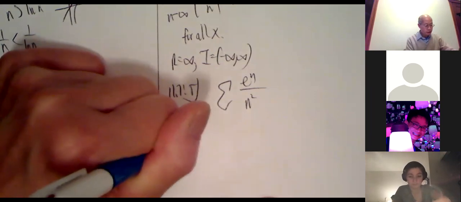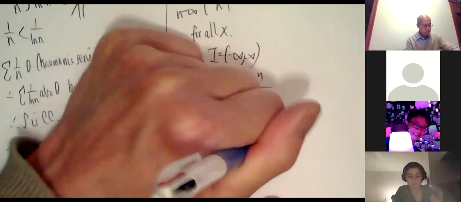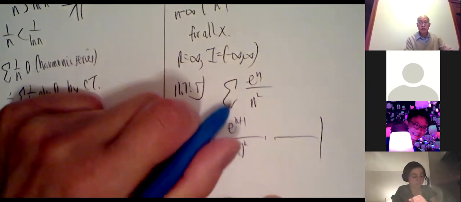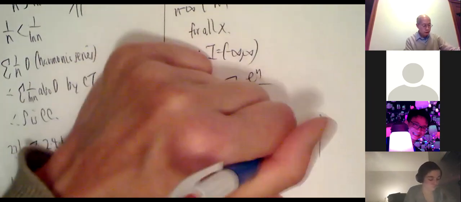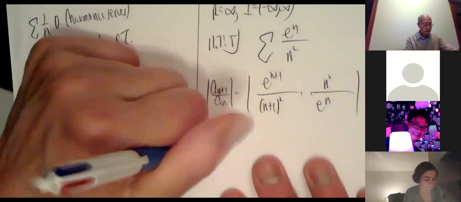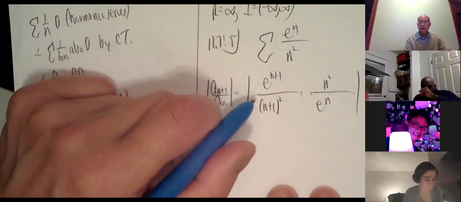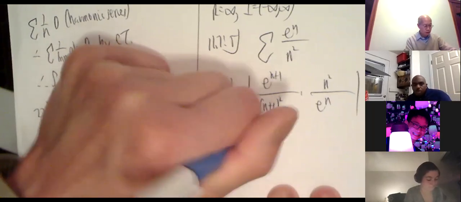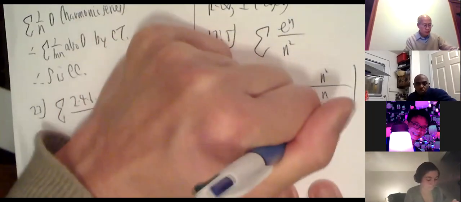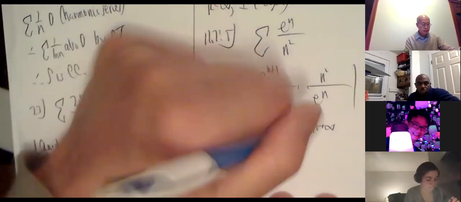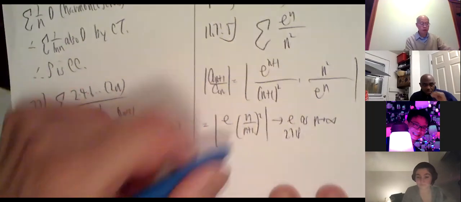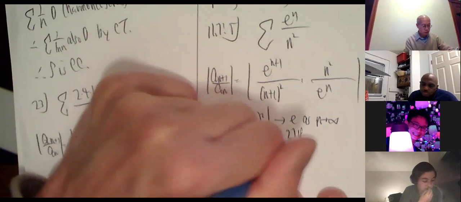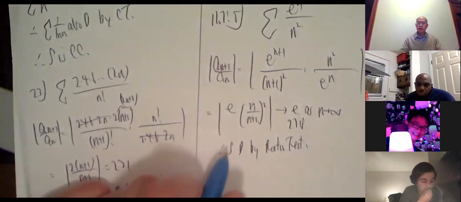So ratio test, a sub n plus 1 over a sub n. So e to the n plus 1 over n plus 1 squared. Flip the original, n squared over e to the n. The e stuff gives me e on top. And then I can write n over n plus 1 squared. And that approaches e as n approaches infinity. E is 2.718. It's bigger than 1. So the series diverges by the ratio test. In the long run, it looks like you just keep multiplying by e.